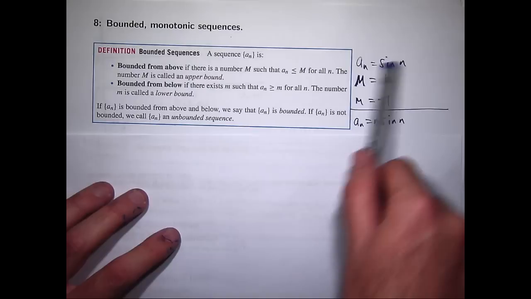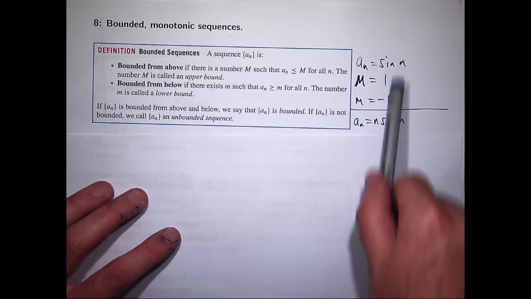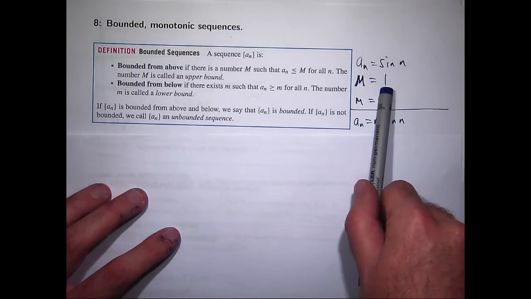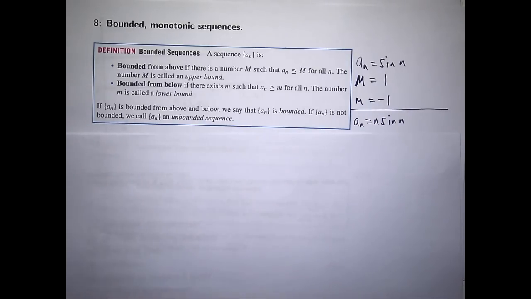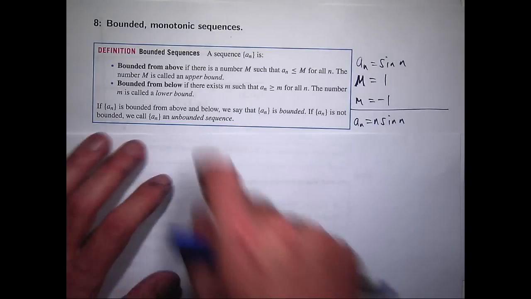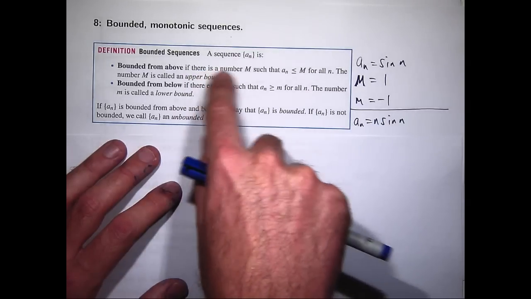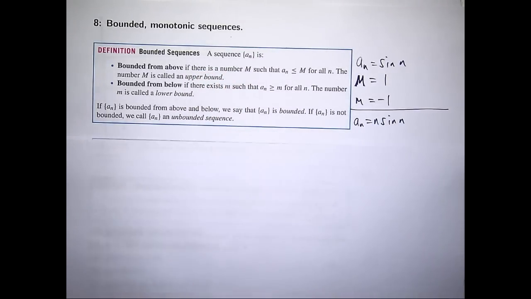Now these values, at least for this sin n, I've just chosen big M to be 1 and little m to be minus 1. I could choose other values like big M equals 2, big M equals 100, little m equals minus pi. They're still correct, okay? They're still bounds on the sequence. So there is a number, not necessarily a unique value.